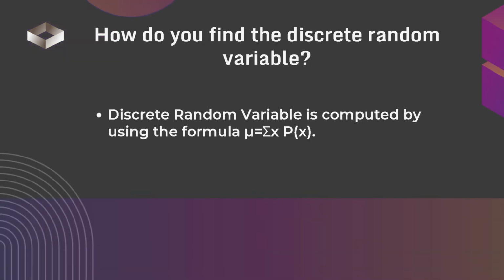Now, how do you find the mean of a discrete random variable? It is computed by using this formula. The variance, sigma squared, and standard deviation, sigma, of a discrete variable X are numbers that indicate the variability of X over numerous trials of the experiment. They may be computed using this formula, taking the square root to obtain sigma.